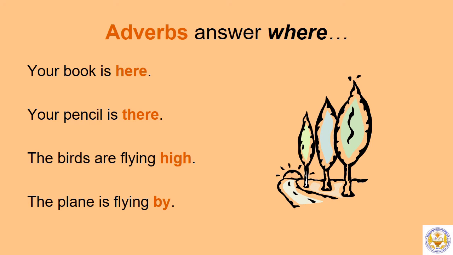So we can use adverbs to answer the question of where. Your book is here, so we have the adverb here to tell about the place. Your pencil is there, we have the adverb there. The birds are flying high, so the adverb high here modifies the verb phrase are flying, and tells the place, tells where. The plane is flying by, so we use the adverb by to tell about the place.